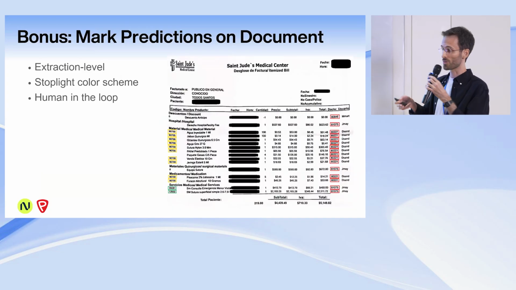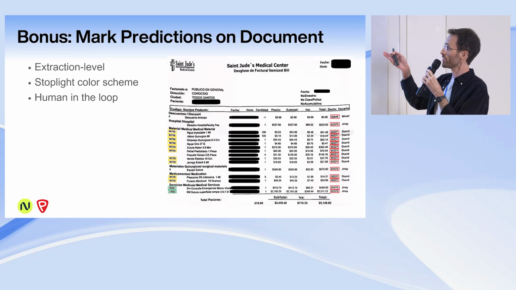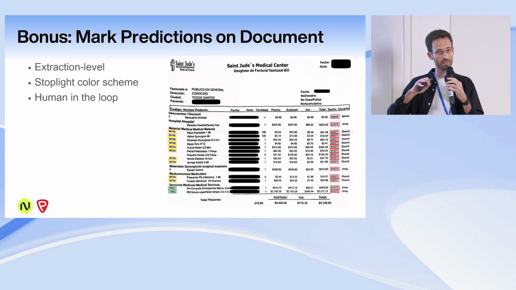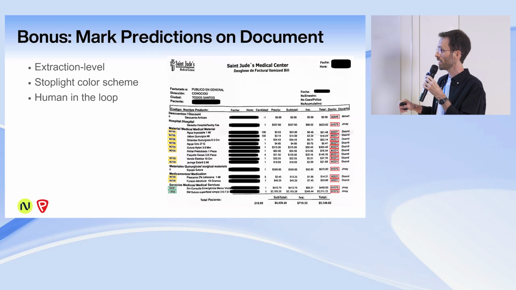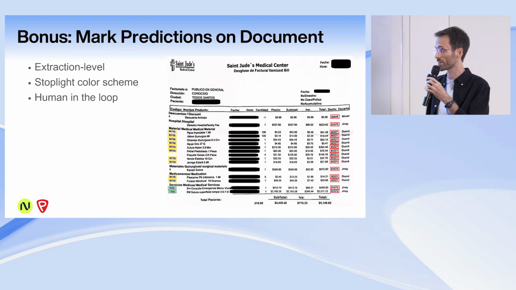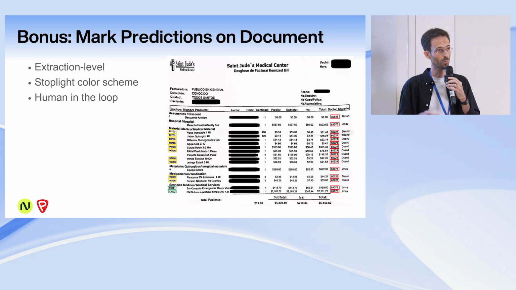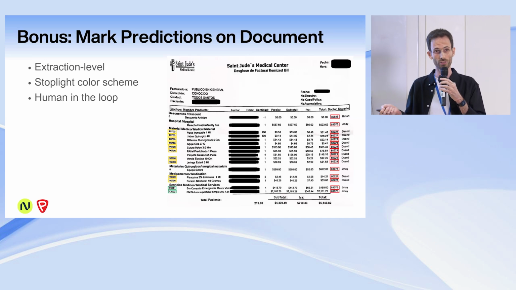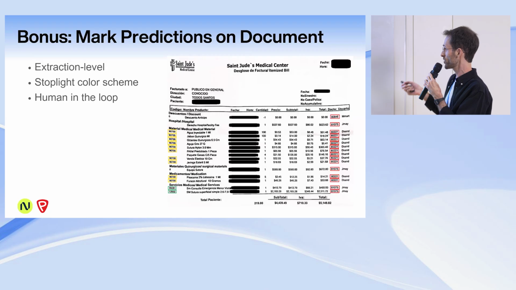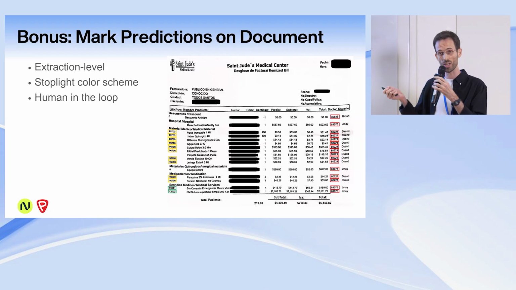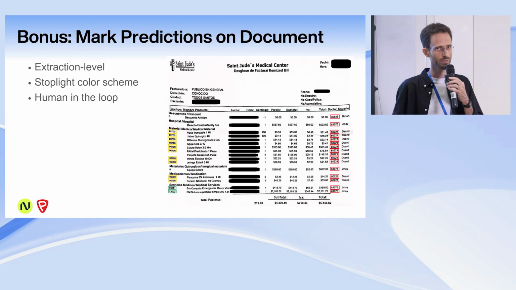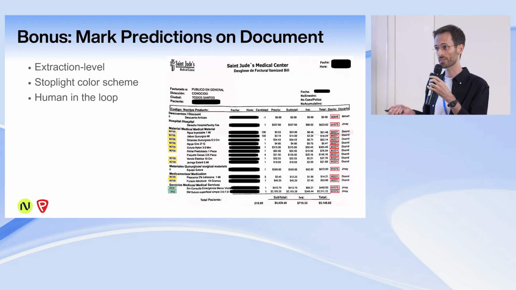One of them is a framework for marking predictions on documents. So here we are talking about predicting at the extraction level. And we basically circle the potential candidates and use the stoplight color scheme to mark whether each extraction is a true or not a CPT code. So in red it's not, yellow maybe, green is of course. And why is it important? Because it allows to facilitate human in the loop.